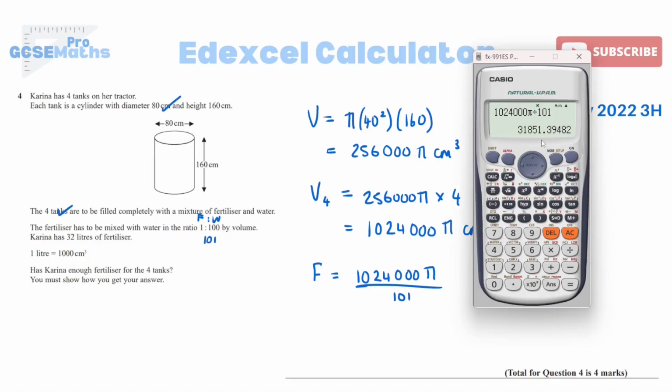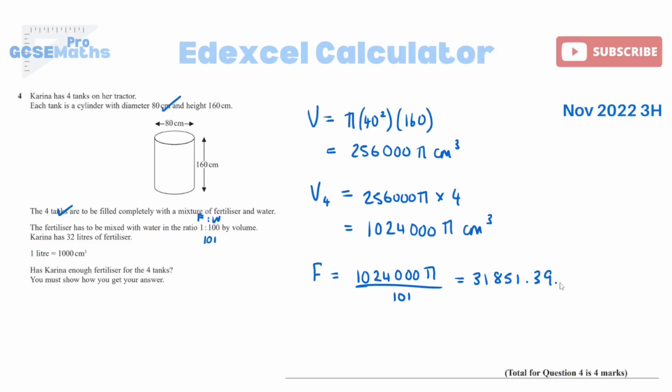So now I've got a decimal. So we've got 31,851 point, let's say 39. We'll write down a couple of the decimals. And that's still centimetres cubed. Okay, so that's how much fertilizer I need.